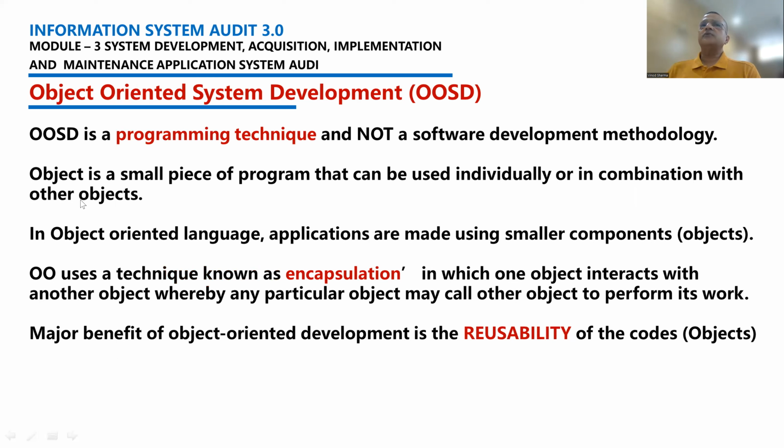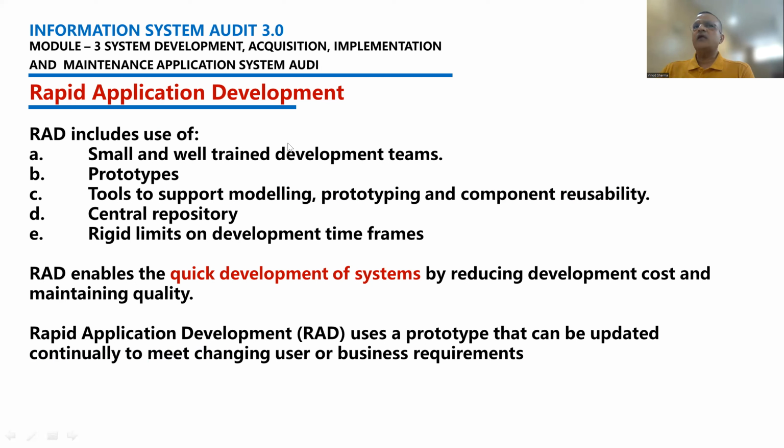Then we move on to object-oriented system development. These are very technical. Unless you have a programming background, you'll find it a little difficult. But it's okay, fair enough. There are certain things we should remember. In this case, for RAD you can remember that it uses prototypes, there is a component of reusability, and there is a central repository. It is used for quick development of systems, and it saves a lot of cost.